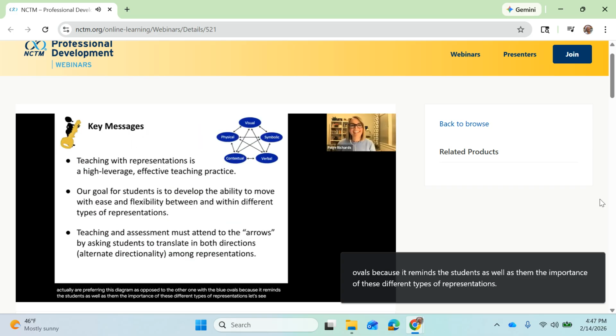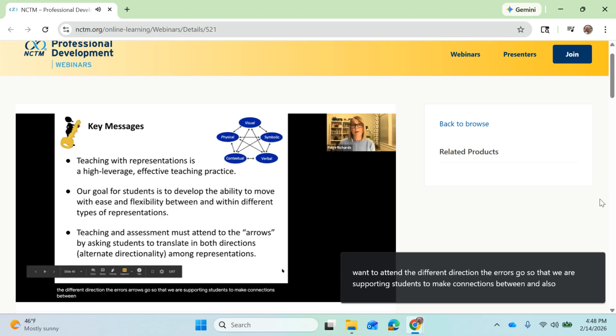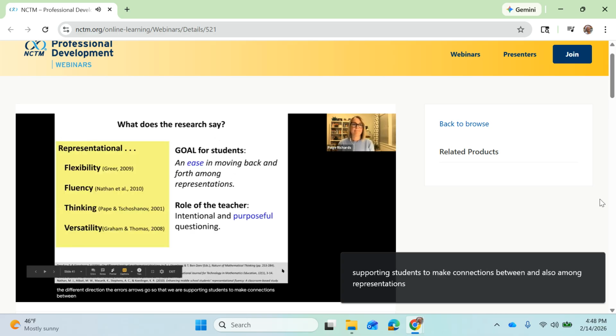So some key messages to take away that we'll just briefly summarize is that this is a high leverage teaching practice, teaching with and through representations. And for each of us to have a goal to have our students really develop this ease and flexibility, and that for us as teachers to really be aware that we want to attend the different direction the arrows go, so that we are supporting students to make connections between and also among representations.